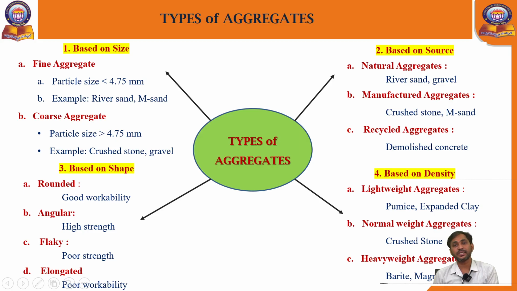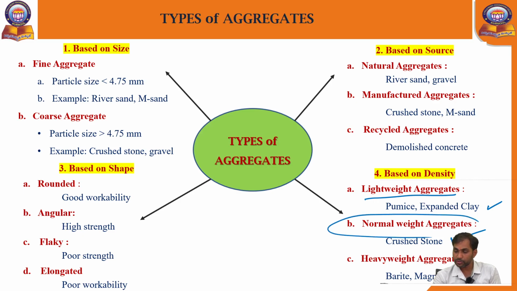Next, coming to the density. Density depends on the weight of the aggregates. It is available in three types: lightweight aggregates, normal weight aggregates and heavyweight aggregates. What are the lightweight aggregates? Nothing but pumice stone and expanded clay particles. Next, what are the normal aggregates? Nothing but crushed stone. For any type of construction, we use normal weight aggregates. Coming to the heavyweight aggregates, they are used for tall buildings or tall structures.